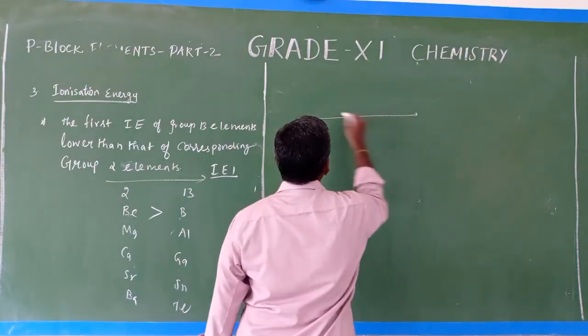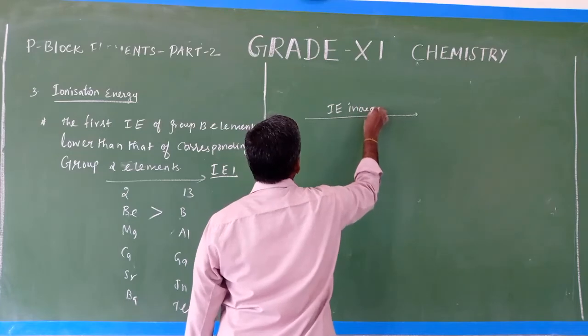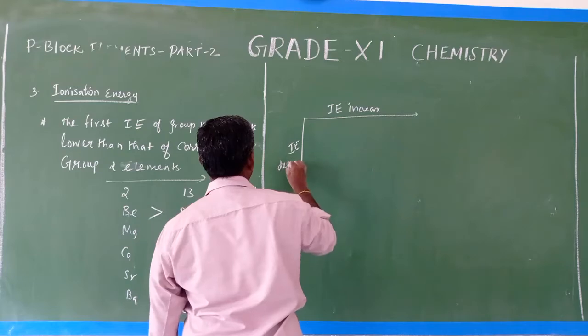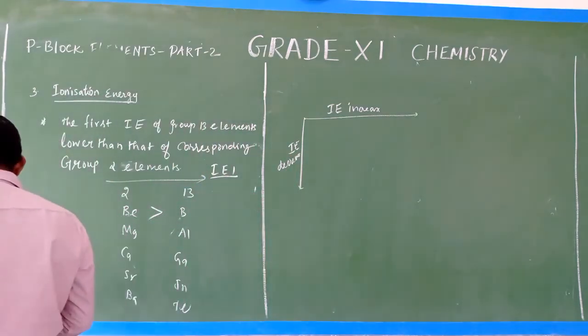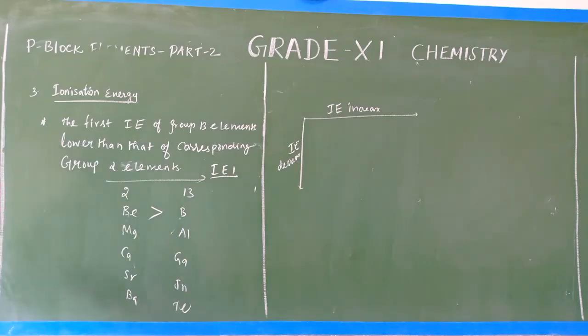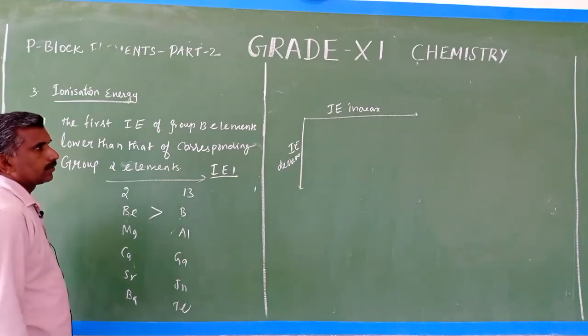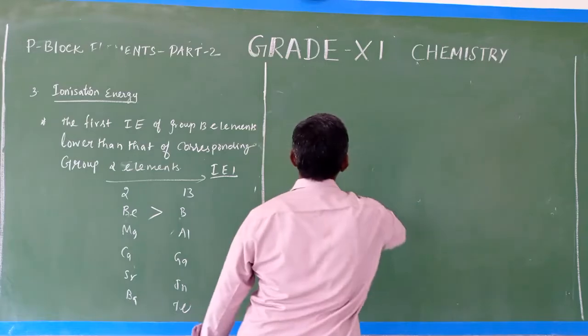Periodic table, ionization energy increases, but this one decreases. So actually this has decreased. Actually this decrease is fine, not necessary.